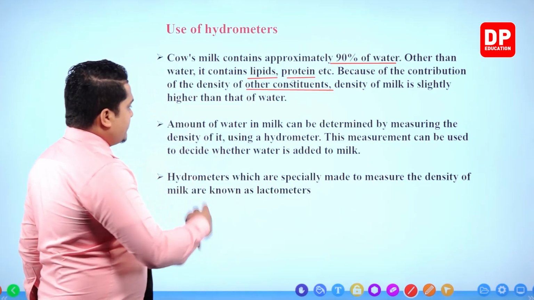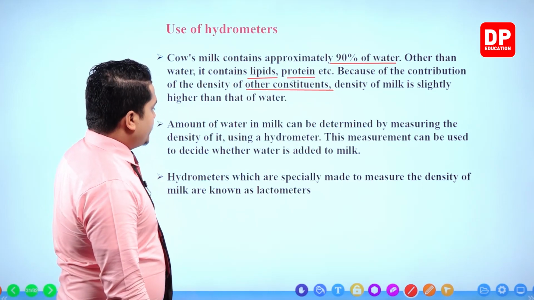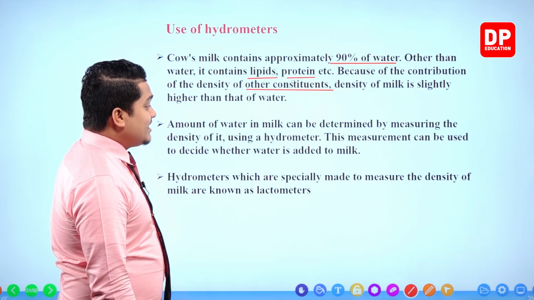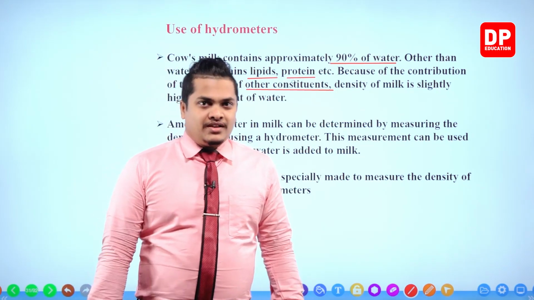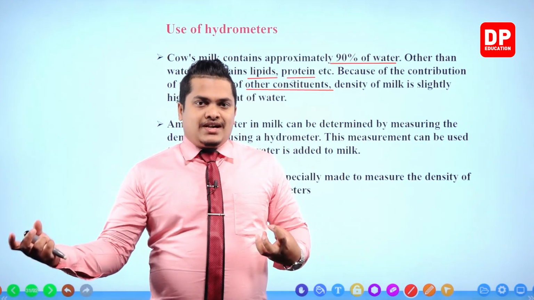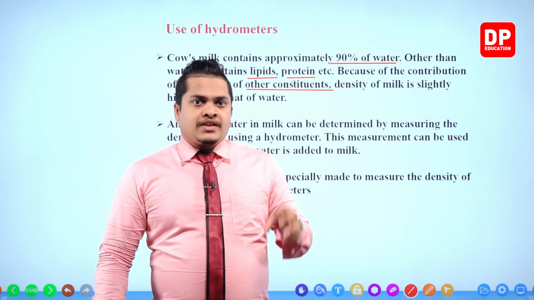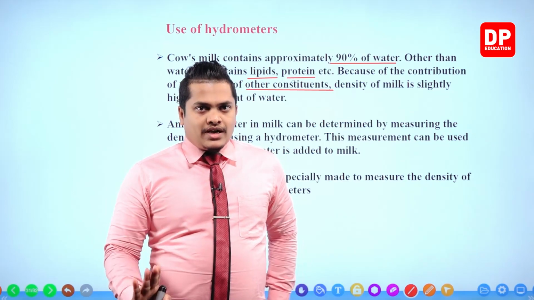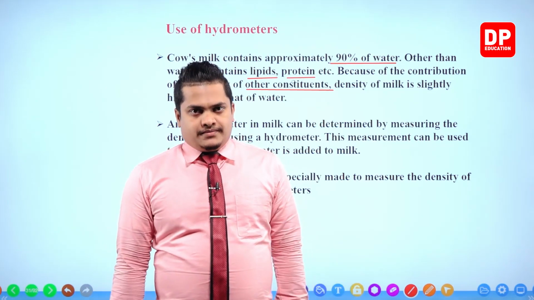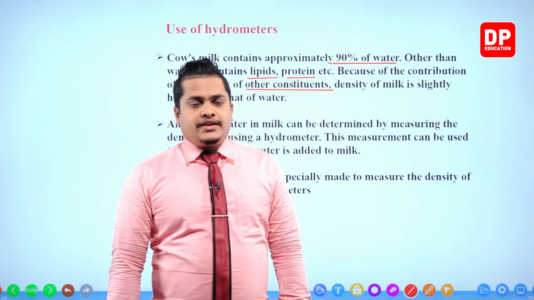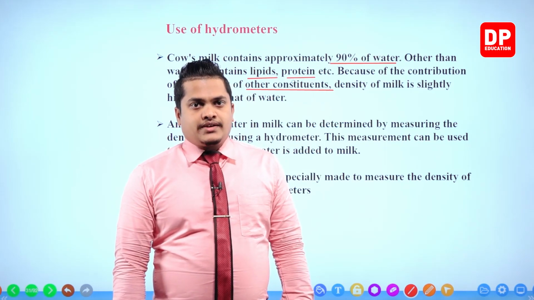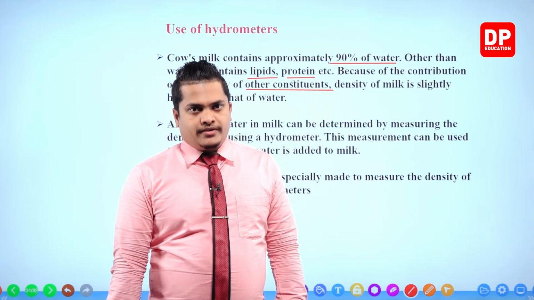Okay. So here it is given, the amount of water in milk can be determined by measuring the density of it using the hydrometer. This measurement can be used to decide whether water is added to the milk. Now, when you check the density of real milk, a good milk sample, against a sample received from another person or a farmer, we can check whether water has been externally added to the milk or not. It's because the density is going to differ. When adding more water externally, definitely the density will reduce, because we are not adding solid compounds into the milk, but only water.